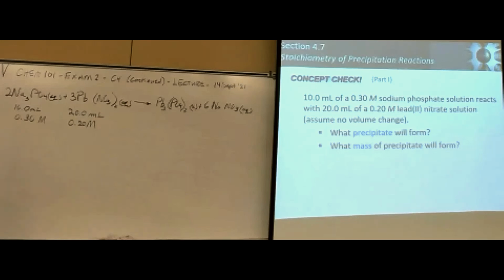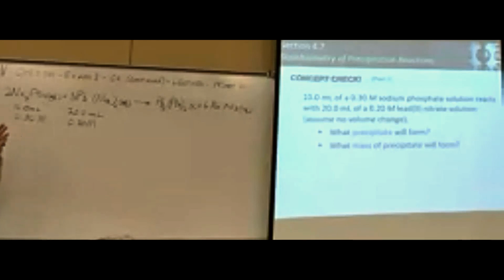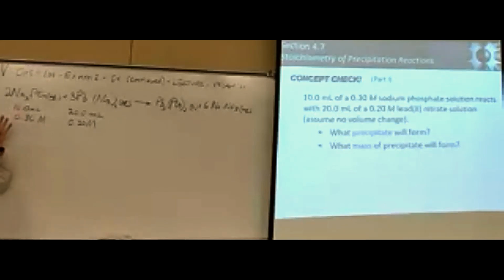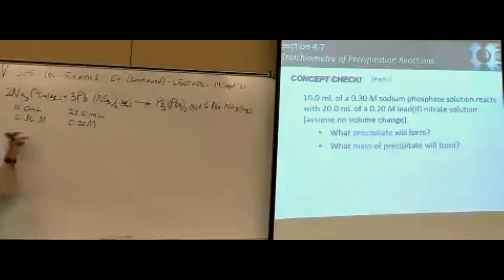Now, once you've got your balanced equation and you put the amounts of your reactants in here, if you've got only one reactant identified and amount given, you can assume the other one is in excess. When you give them both of them, one of them is going to run out first. It's guaranteed.